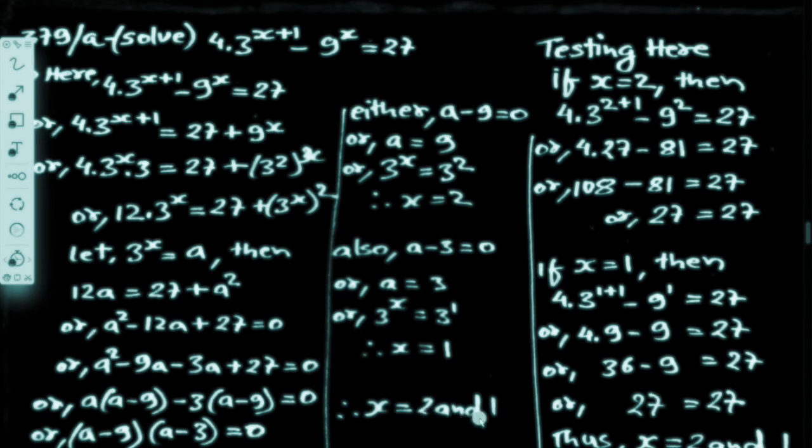Is our answer wrong or right? To know this, we should test it. The testing process is this: put x equal to 2 in every place in the main equation. Here x should be replaced with 2 and the calculation done. If both sides come out the same, our answer is right. If both sides do not come out the same, our answer is wrong.